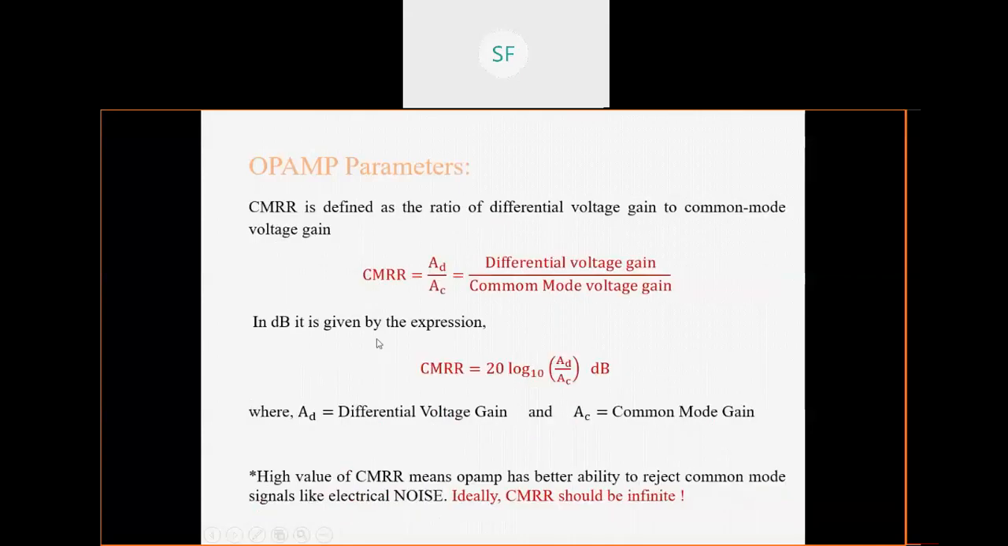All right. So now again, CMRR is defined as, so these are the mathematical formulas and you should remember those. CMRR is defined as the ratio of differential voltage gain to the common mode voltage gain. This is how you can calculate CMRR. AD stands for differential voltage gain and AC stands for common mode voltage gain. Okay. So now again, in dB it is expressed in decibels.